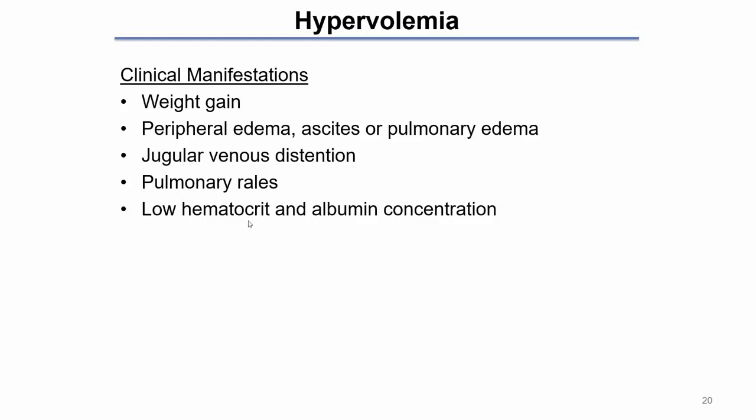Pulmonary rales occur as a result of the pulmonary edema, and if you have a real expansion of the plasma volume, now you can anticipate that hematocrit levels and albumin concentration will also be low because you simply have so much fluid, everything gets diluted down.